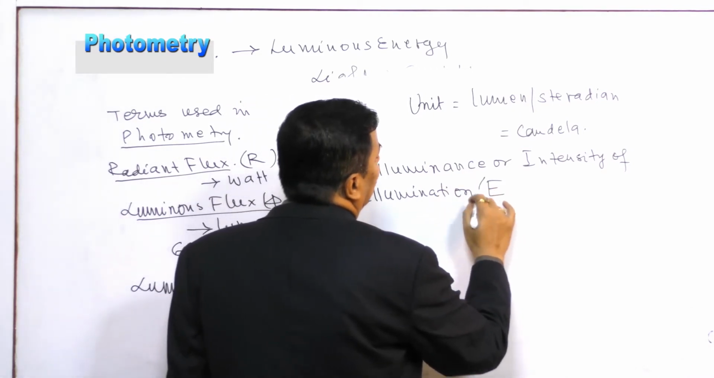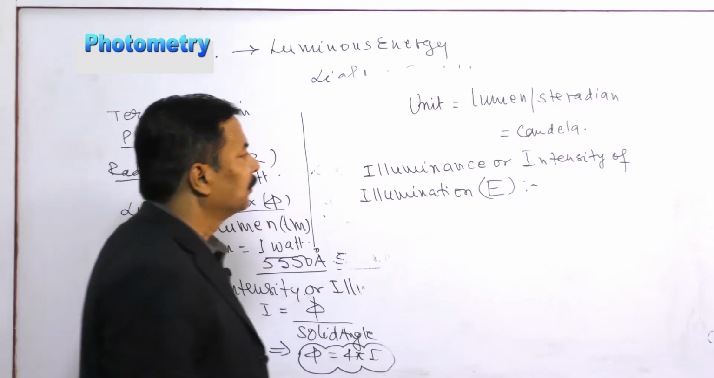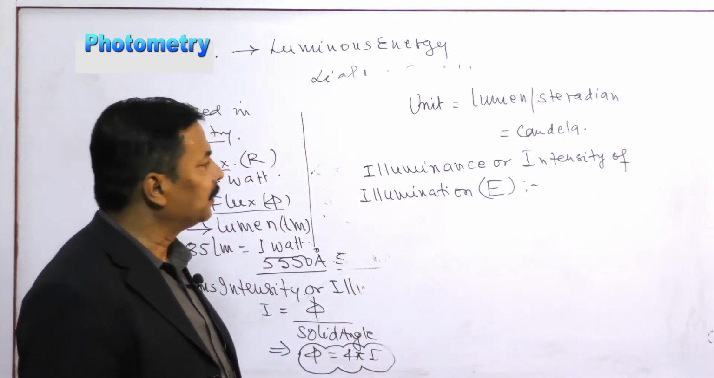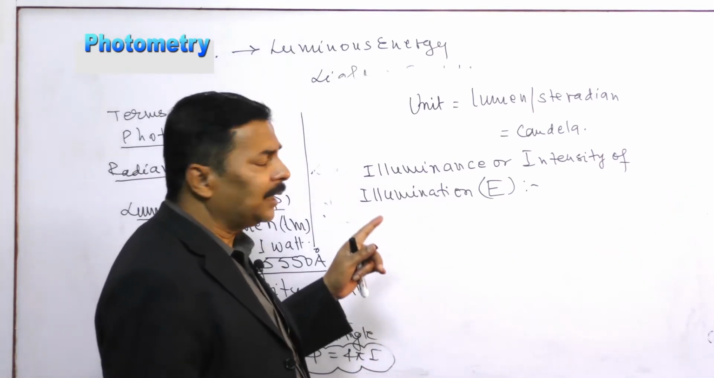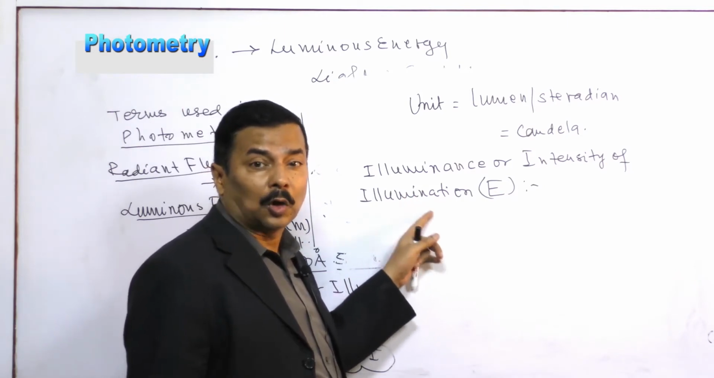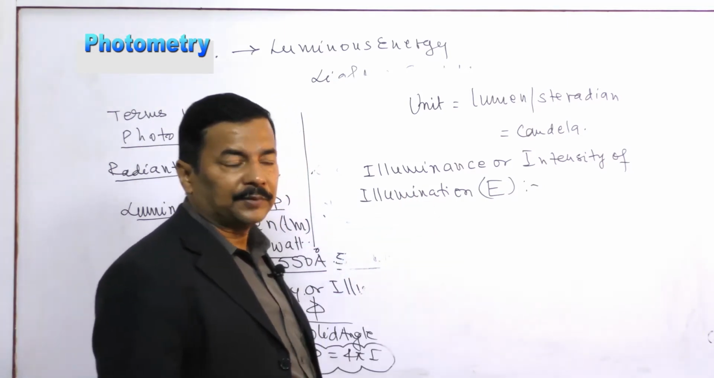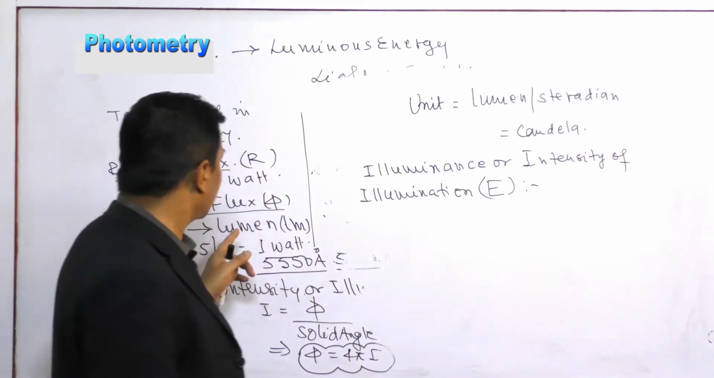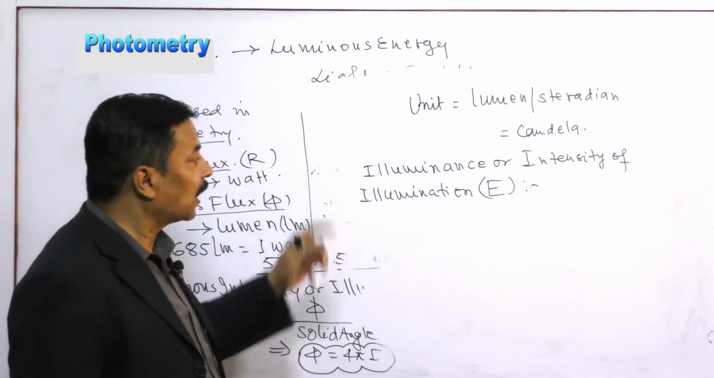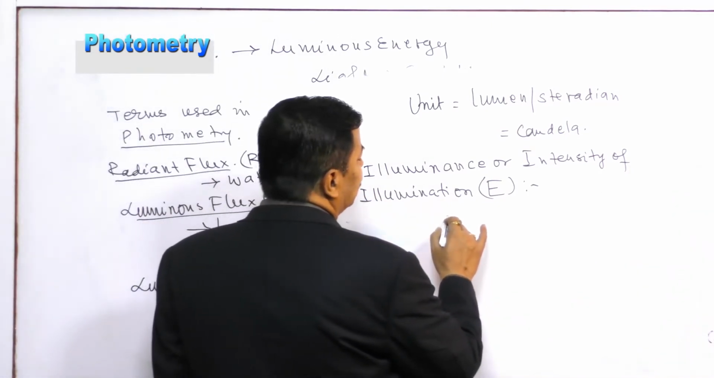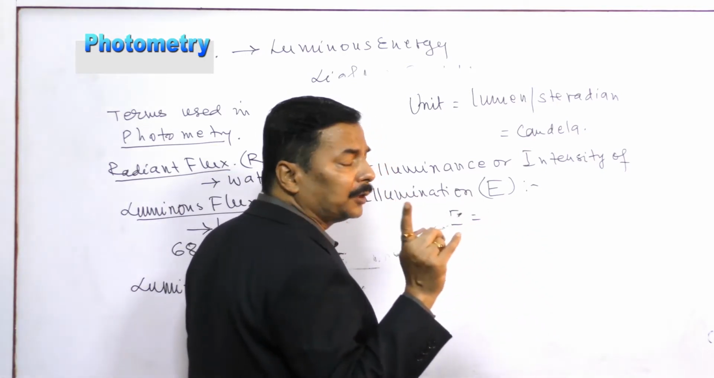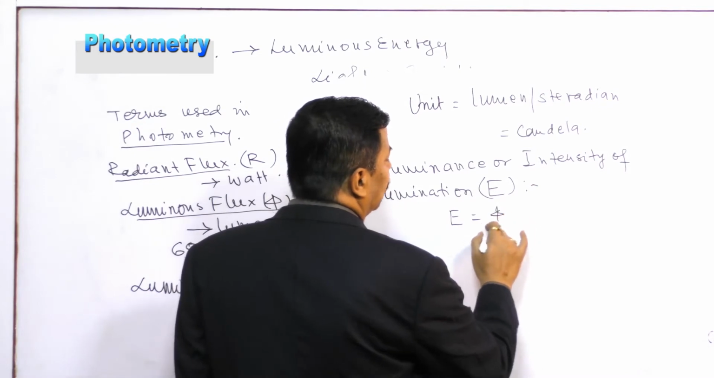I will represent it by the symbol E. Illuminance or intensity of illumination, I will represent it by symbol E, and its definition is, basically you should understand that this is the characteristic of the surface, not the source. This was the characteristic of source, and this is the characteristic of surface. It is defined as E is equal to luminous flux per unit area, phi by area.